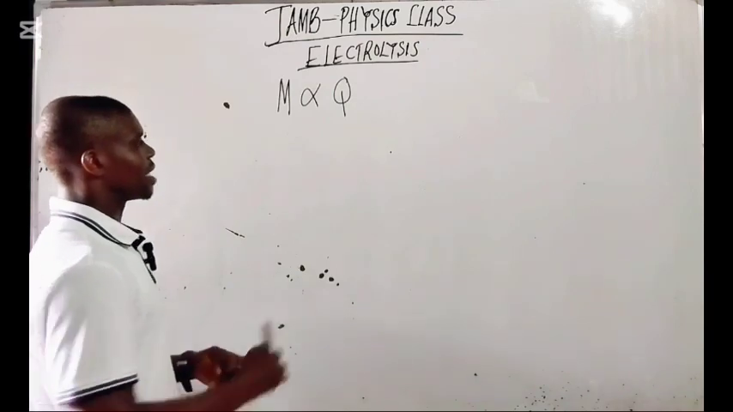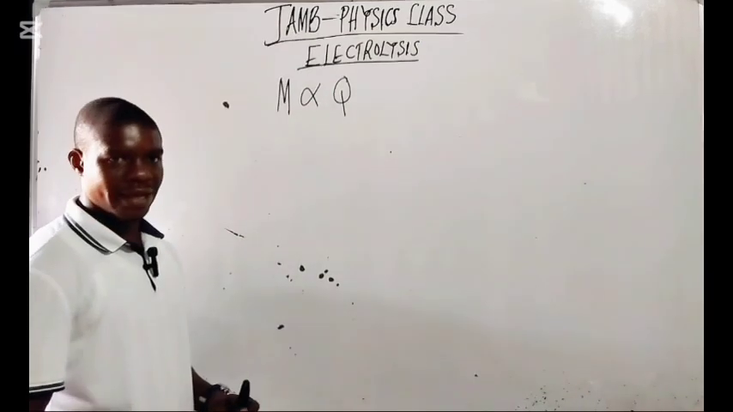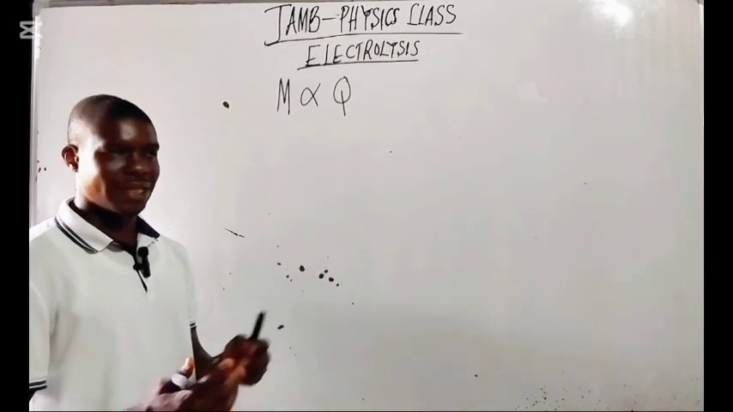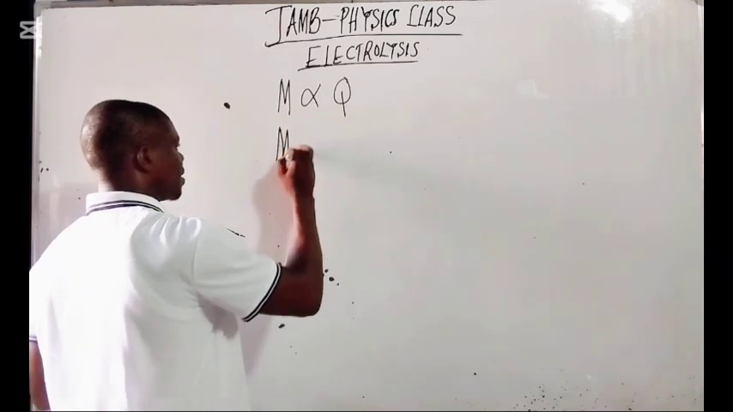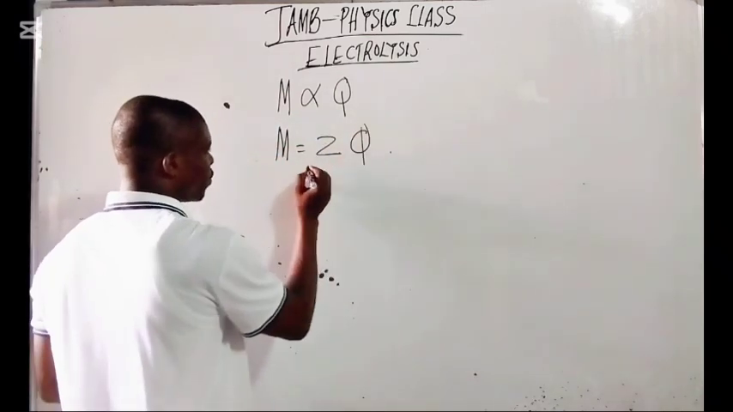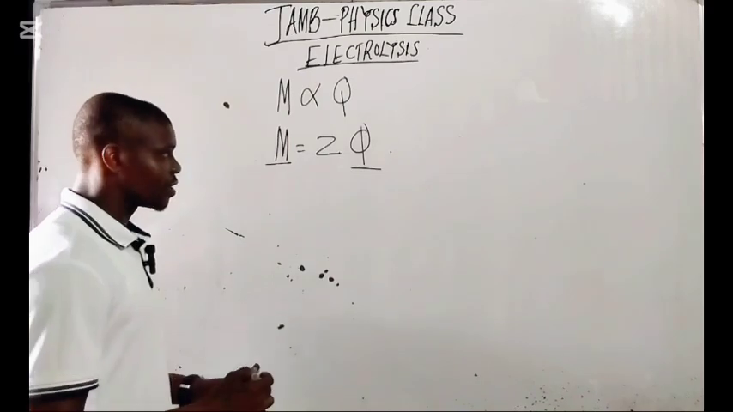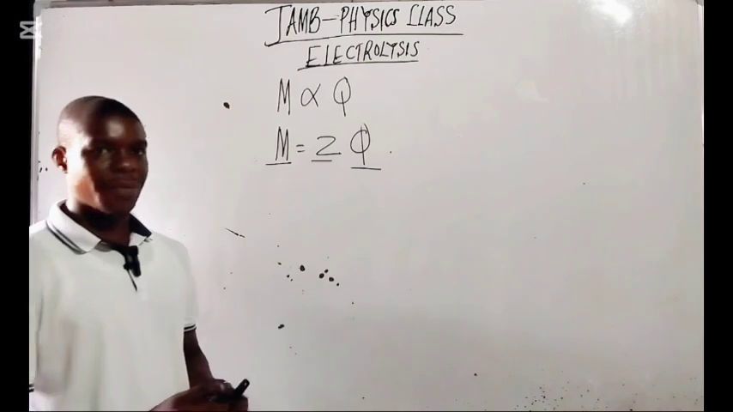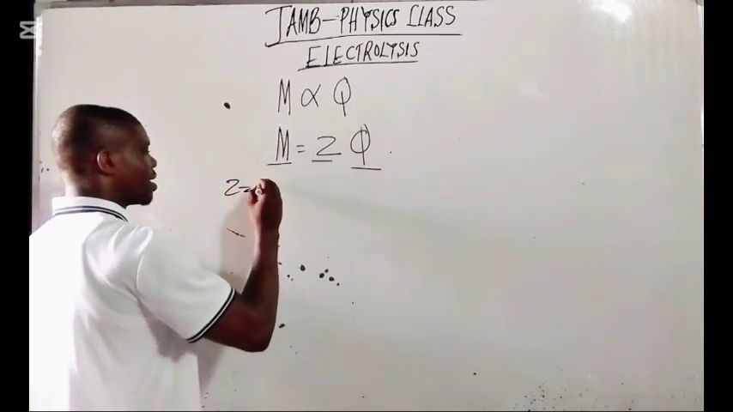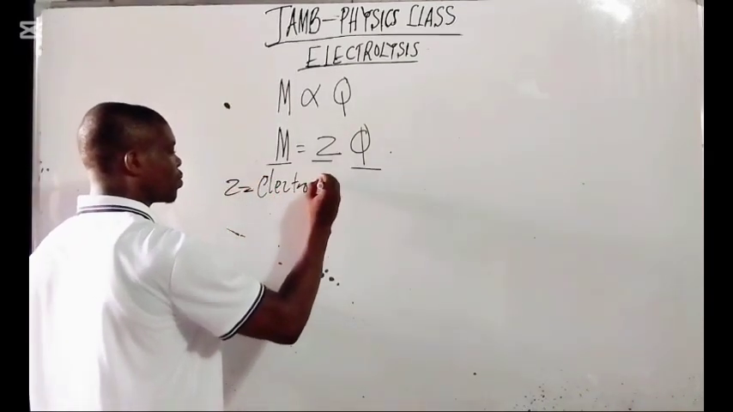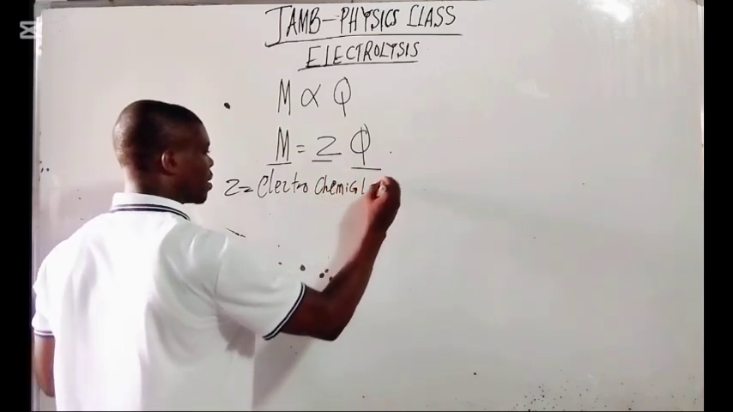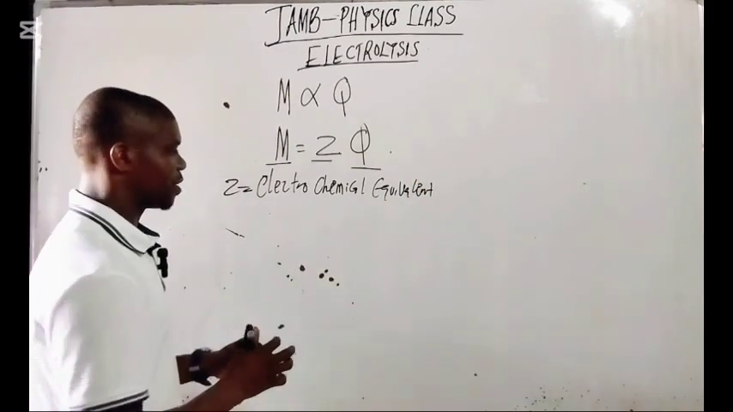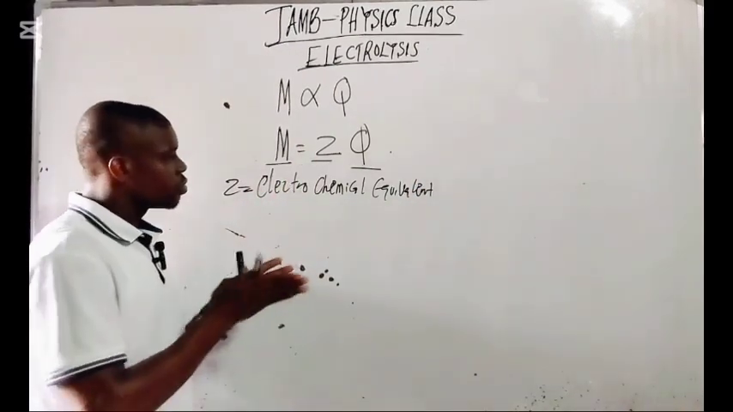Now, if we remove the proportionality sign, we introduce a constant called Z. So it becomes M equals ZQ. Here M is the mass, Q is the quantity of electricity that passes through the electrolyte, and Z is called the electrochemical equivalent.